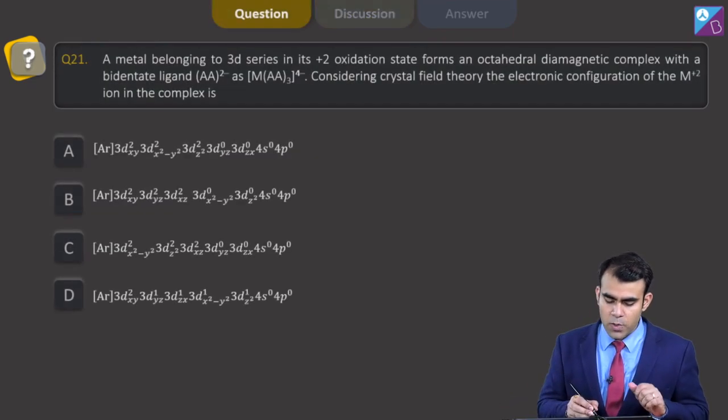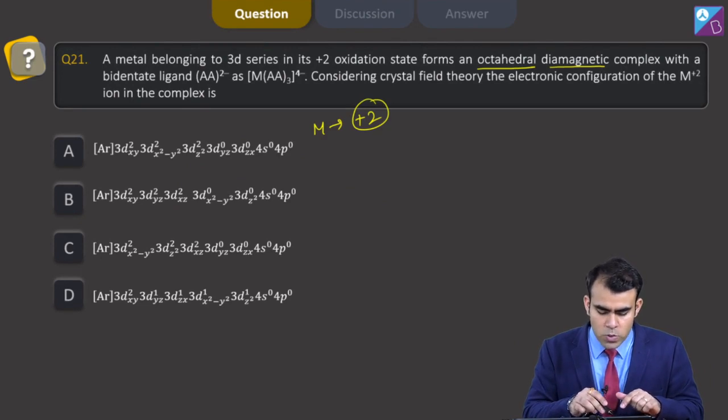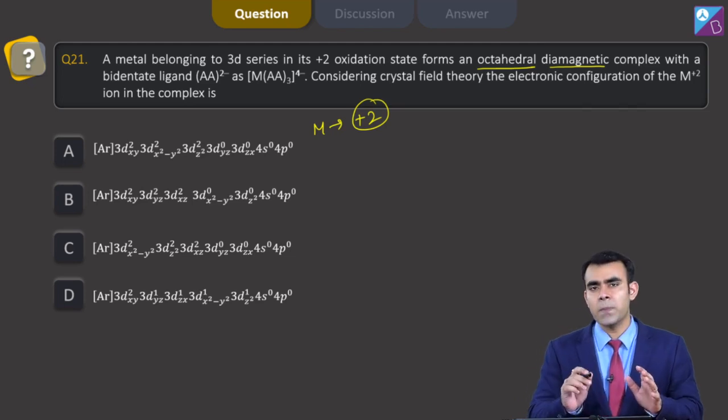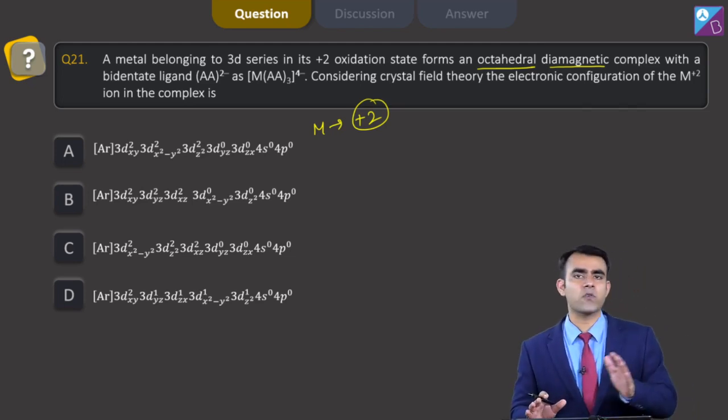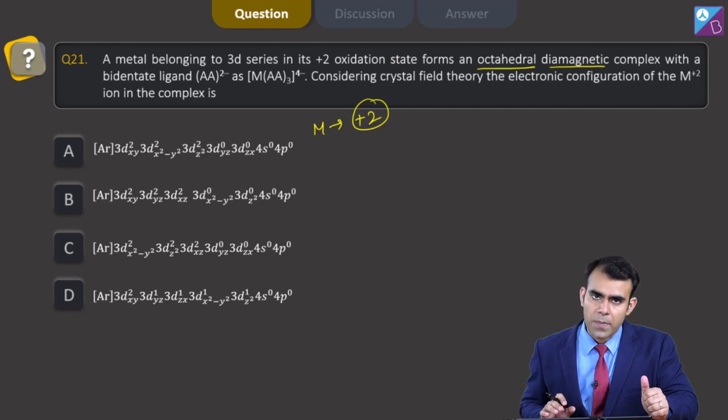Now in the question you can see that in all the options we have 2 + 2 + 2, 6 electrons. In option C also 2 + 2 + 2, 6 electrons. It means the total number of d electrons I have is 6. It's only the way in which we fill the electrons in these orbitals.